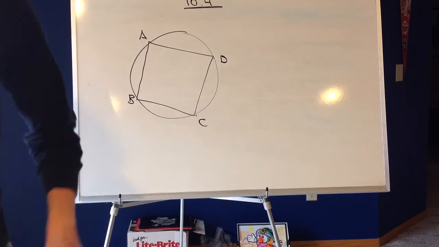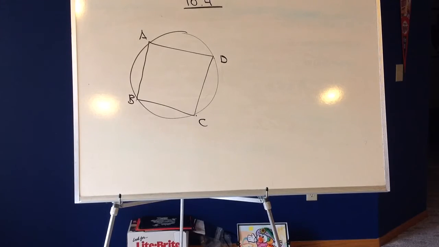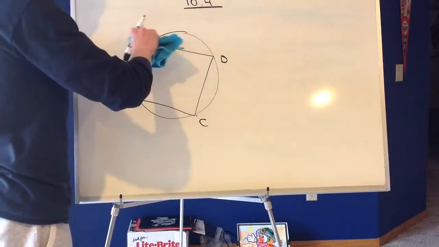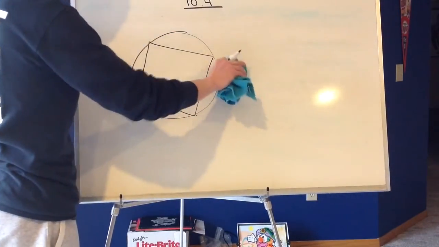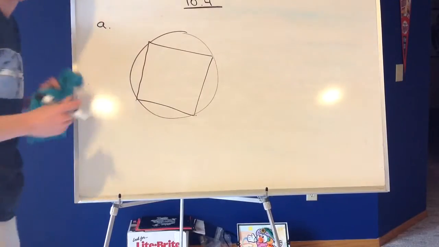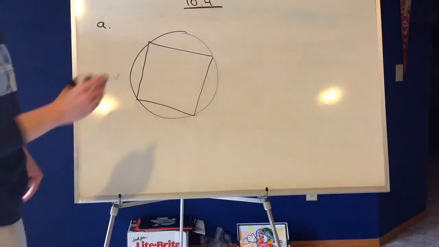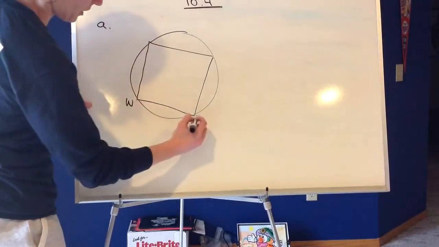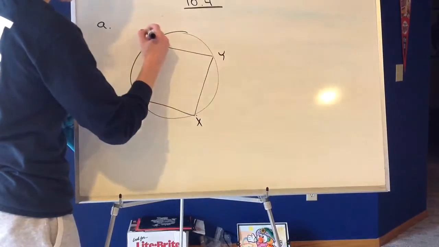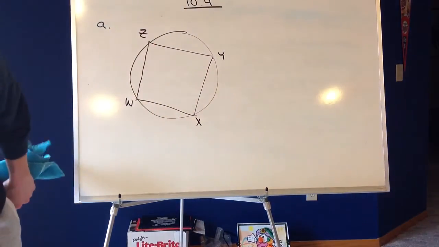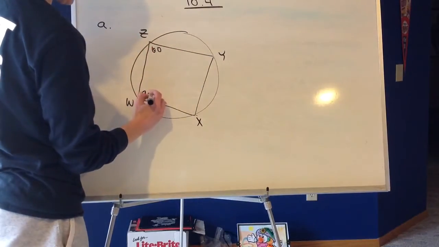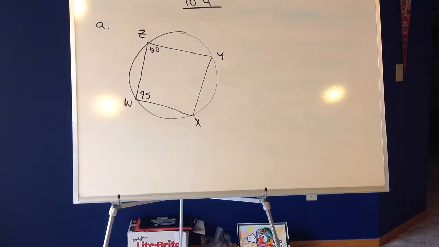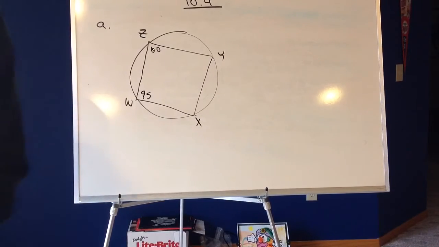So if we use that idea for the next example, example 4, I'll just keep the same picture and change the variables around. For this one, they give you W, X, Y, and Z. They tell you you've got a 60 here and a 95 here. They're asking you to find the other two angles.